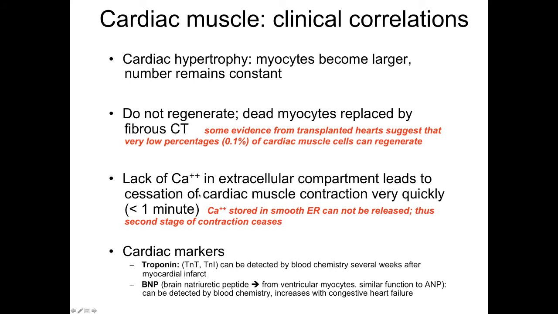And I talked about the cardiac markers like troponin T and troponin I, which can be detected in blood chemistry even up to several weeks after a myocardial infarct. And we talked about atrial natriuretic peptide and brain natriuretic peptide. Brain natriuretic peptide from ventricular myocytes has a function similar to atrial natriuretic peptide. Brain natriuretic peptide, as it slowly increases, suggests that patients might be undergoing congestive heart failure.